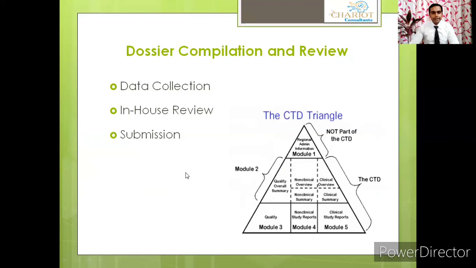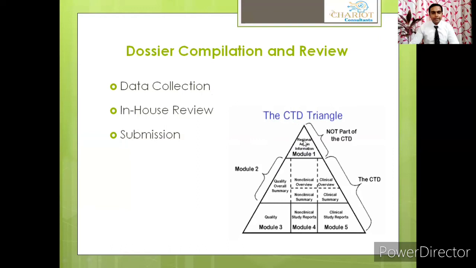Finally, your dossier compilation and review. What are the steps included in your dossier compilation review? First, your data collection: whatever data has been generated at the plant and at the R&D needs to be collected. Then the regulatory people or the QA people will perform some kind of in-house review, just to see if all the documents are in place and whether there are any discrepancies in the documentation. And finally, your submission. For example, for the US, you will do the submission in terms of eCTD, in which I have just explained the different modules which are there.